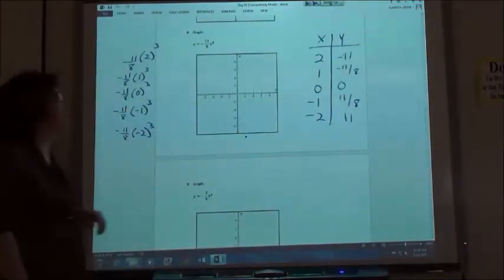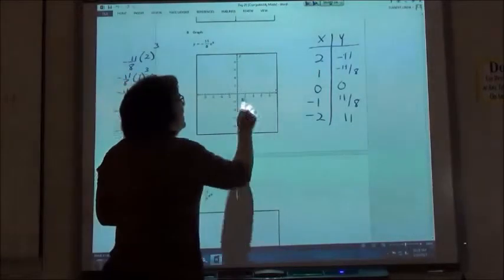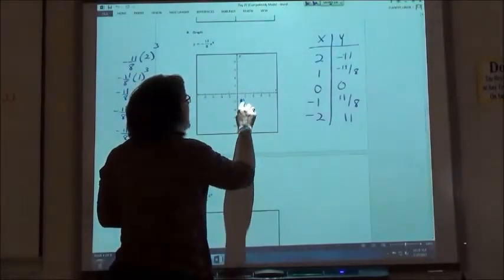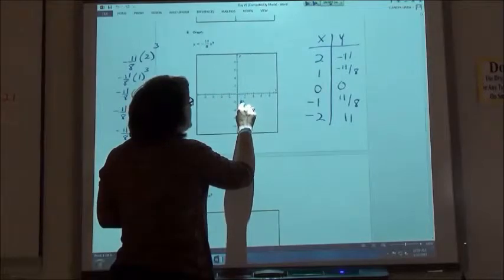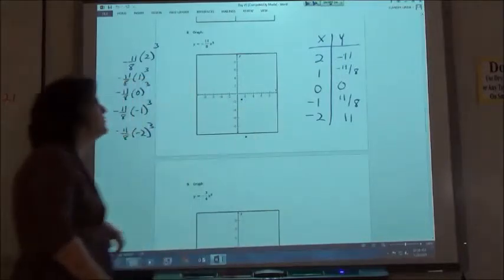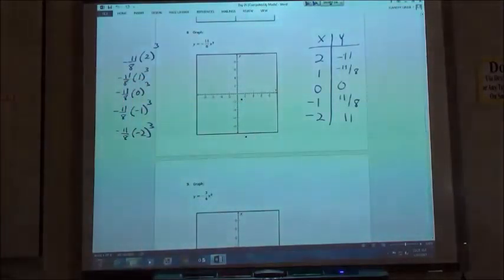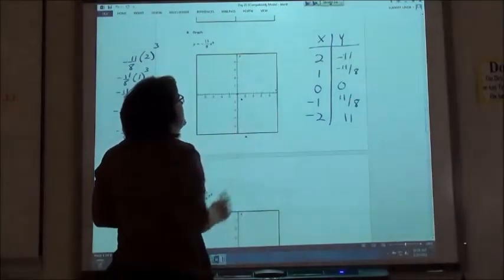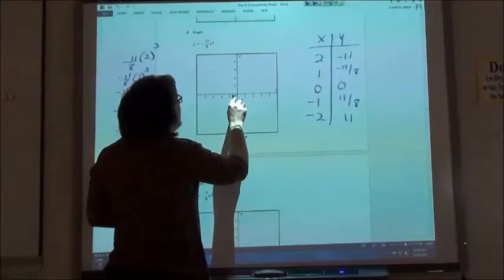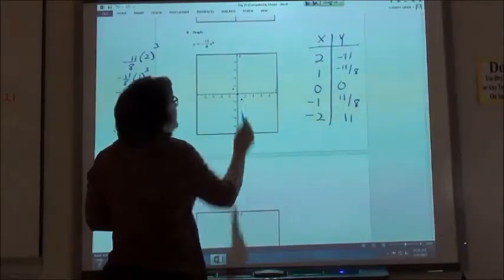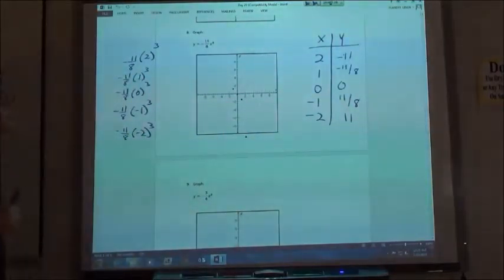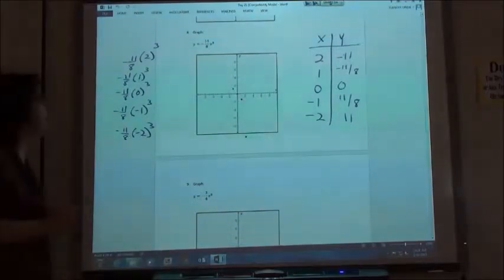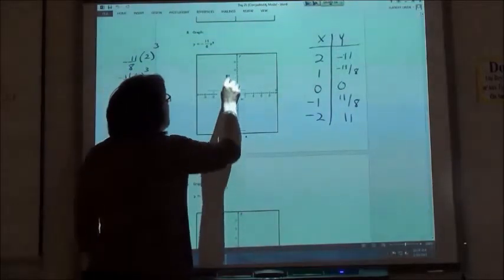They're graphs that will fit. Positive 1 is at -11/8. -11/8 is just a little bit below -1, so just put it in that second box down. Again, the computer will put it on there. 0, 0's in the middle. Then we have -1 at +11/8. So that's going to be just a little bit above that second box, or in that second box. And then -2 is at +11.